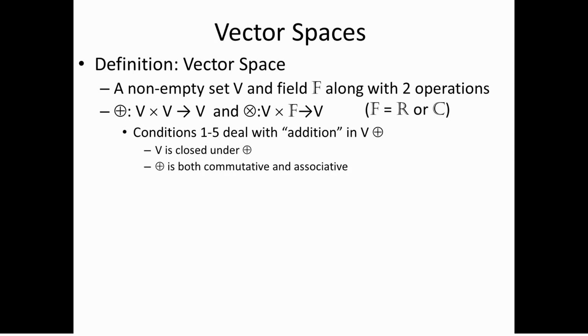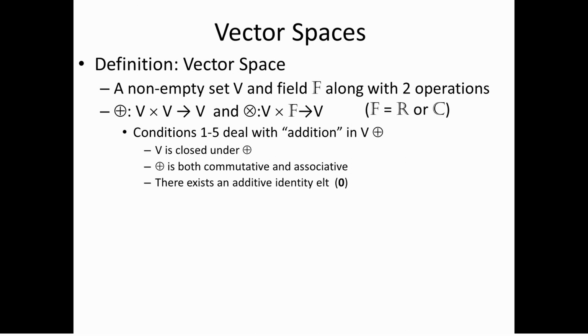Addition is both commutative and associative. In other words, commutative means that u plus v is the same as v plus u. We know that we can do vector addition either way, right? Doesn't matter the order in which we add vectors. And associative means if we have three or more vectors being added, we can group them in any way we want, okay?